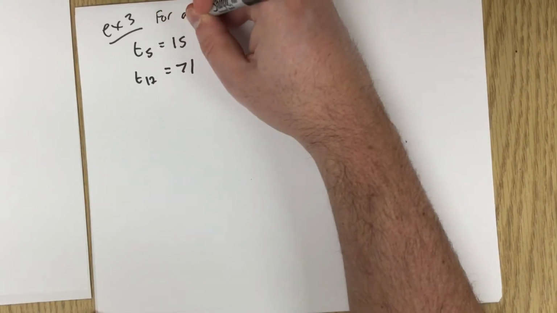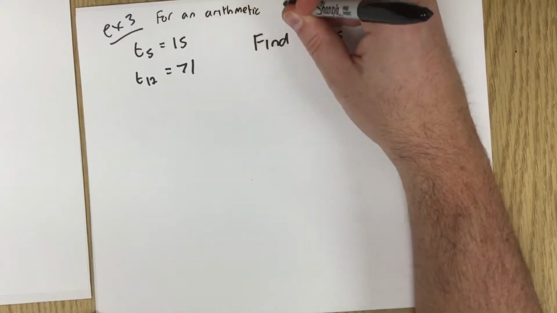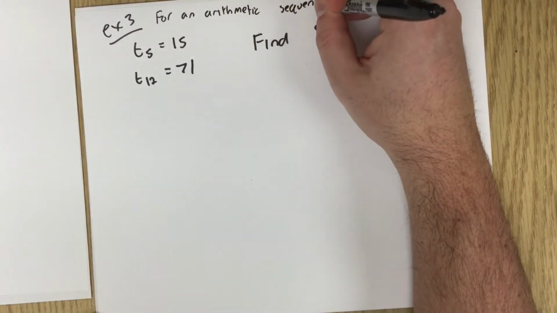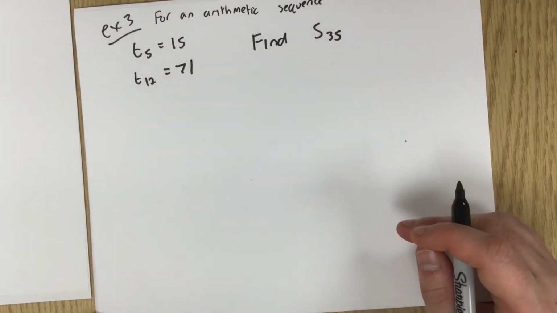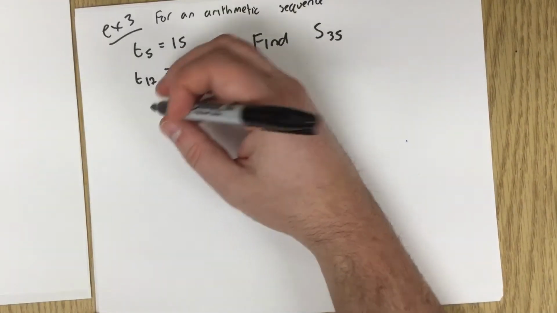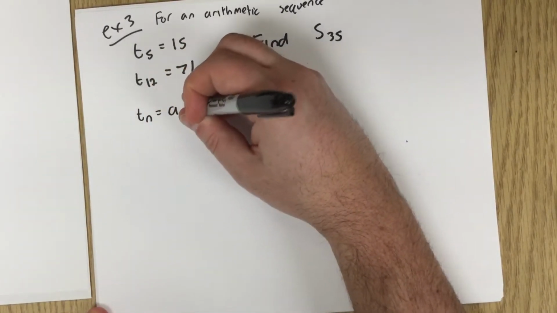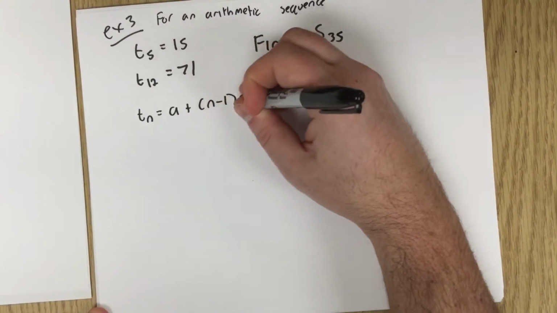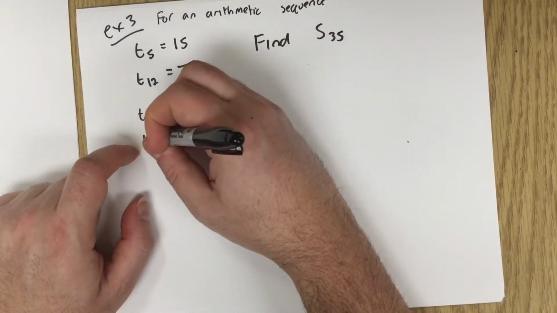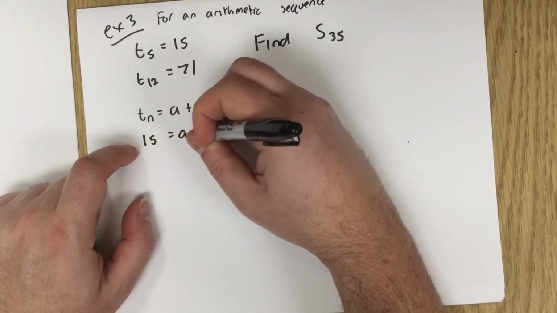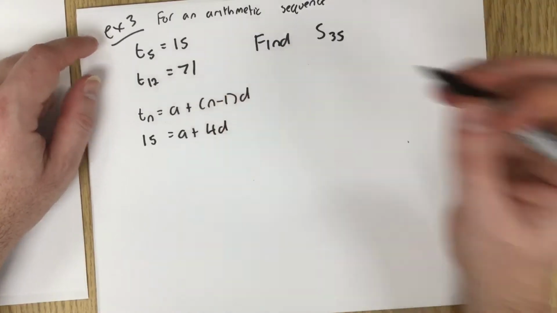For an arithmetic sequence where these are true, what is the sum of the first 35? So we know that T of n equals a plus (n minus 1)d. For the fifth term, 15 equals a plus, it's the fifth term, so it's going to be 5 minus 1, 4d.